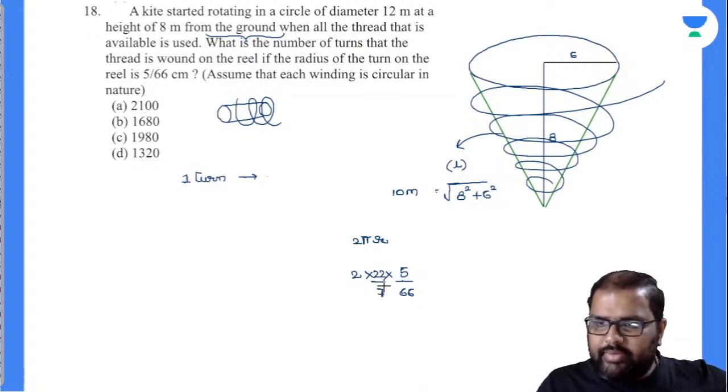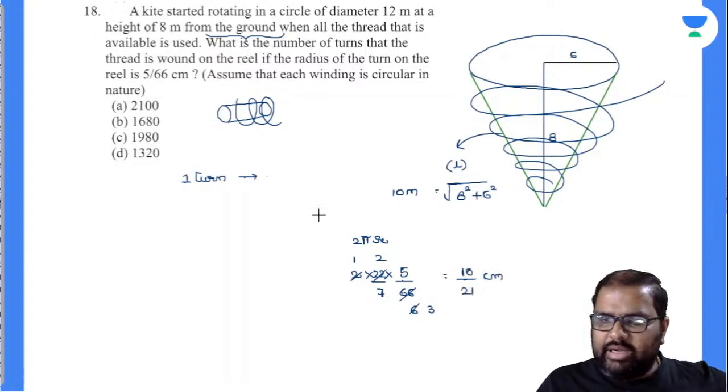So what will be the value there? 11 2s are 22, 11 6s are 66, 2 1s are 2, 3s are 3. It is 10 by 21 centimeters. So finally, what can I write down? One turn thread length is 10 by 21 centimeter, beta.